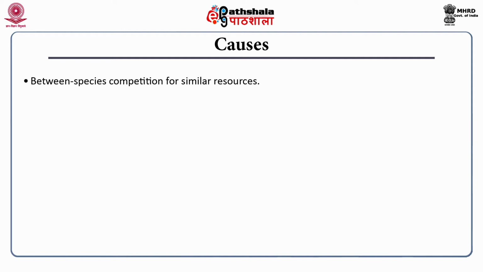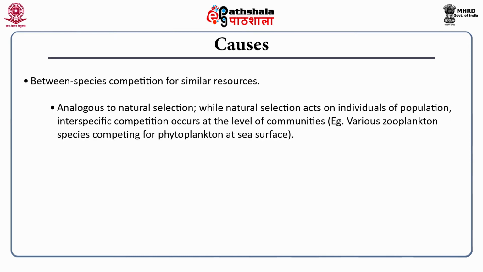In ecology, competition between species for similar resources is one of the major driving factors. This resource utilization competition between different species is quite analogous to natural selection, but natural selection happens within a species, at the individual level of the population, whereas in this case it is between species inside a community. So, while natural selection acts on the individuals of a population, interspecific competition occurs at the level of the community. One example would be various zooplankton species competing for the phytoplankton on the sea surface.